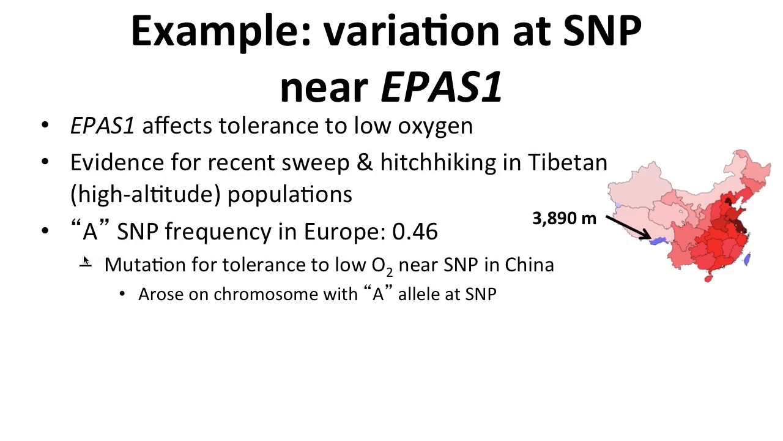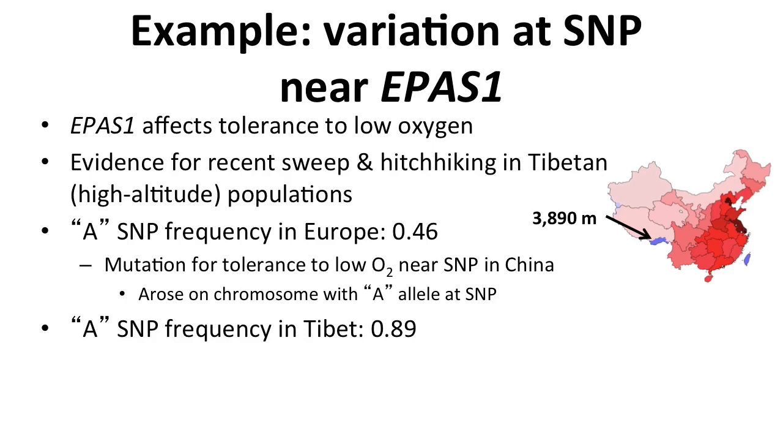If you look at a particular SNP, the A variant in Europe is at a frequency of about 0.46, right? Now there was a mutation to tolerance for low oxygen that arose in China. It arose on a chromosome that had this A allele. So in these Tibetan populations, we now see the A SNP frequency is 0.89. So this A SNP hitchhiked along with the adaptive variant at EPAS1. And it's beneficial to have this new variant. So this is something that's often used as a signature of natural selection.